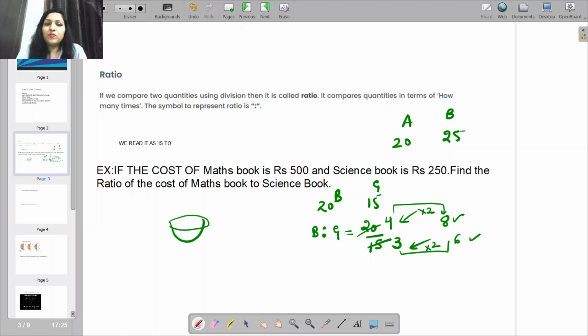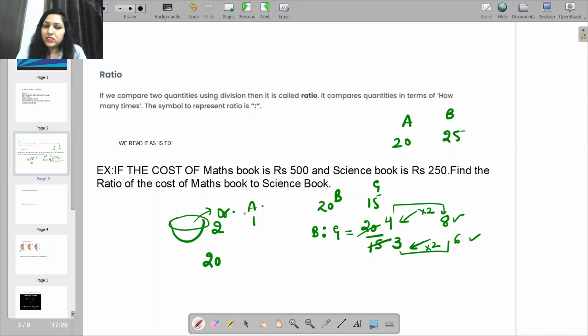Okay, I have a fruit basket. I have to maintain a ratio of oranges to apples. What is the ratio? For every 2 oranges, 1 apple should be there. I have to maintain the ratio in such a manner. For every 2 oranges, 1 apple should be included in the basket. Now let's say I am having 20 oranges. So how many apples do I need for maintaining the ratio?